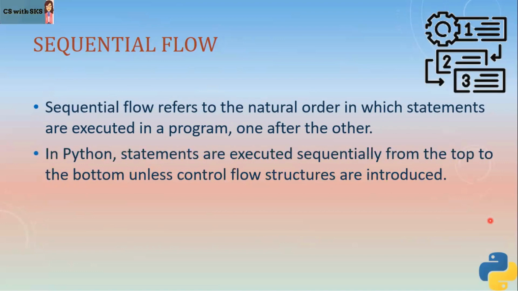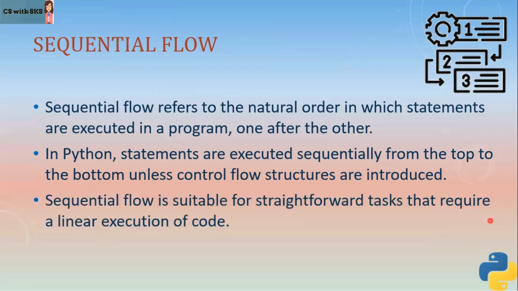In Python, normally all the statements are executed sequentially from top to bottom unless there are some flow control statements mentioned. Flow control statements means decision making, let's say if statements, or maybe iteration statements or looping statements, including for or while, etc. Until flow control statements are mentioned, your program will be executed top to bottom, one after another. Sequential flow is suitable for straightforward tasks that require a linear execution of code where you don't have to make any decisions in between. You can go just one after another, right?